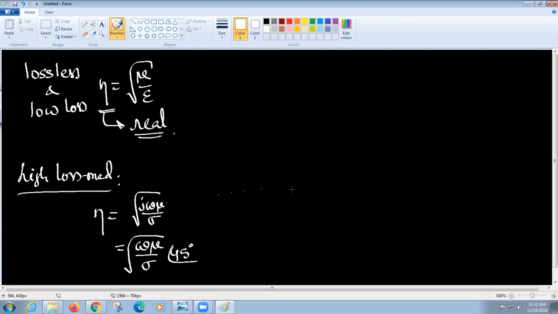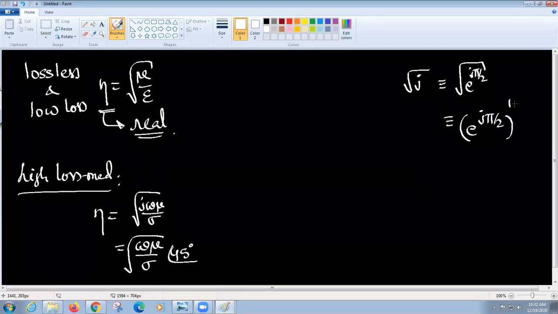45 degrees. How? See, what I have there is square root of j. I can write this square root of j as e power j pi by 2, whole power 1 by 2. It's nothing but e power j pi by 4. I can take this in polar form as 45 degrees. So I have both amplitude as well as angle in this case.